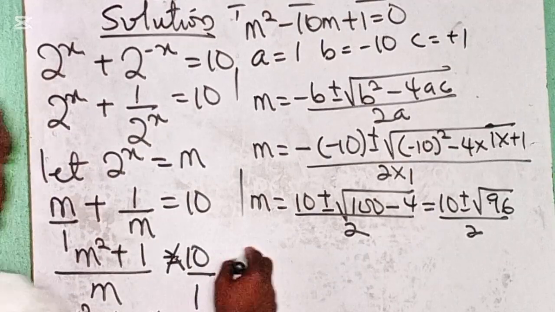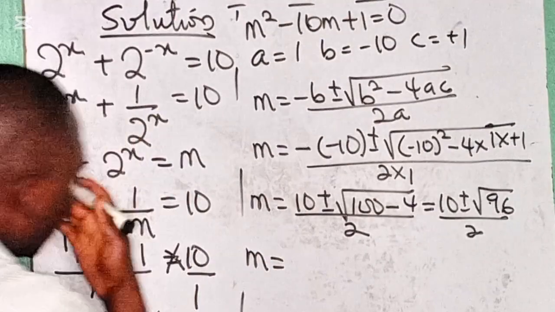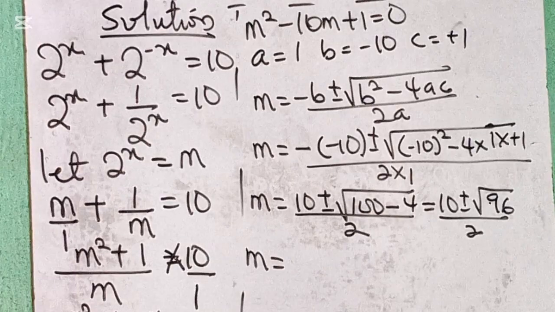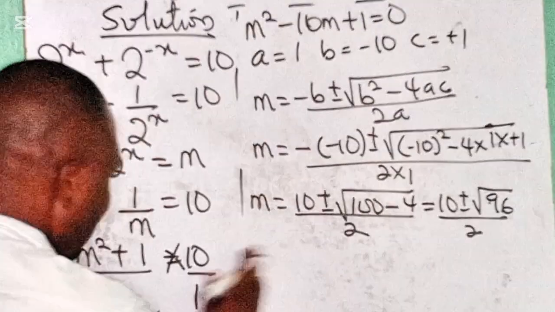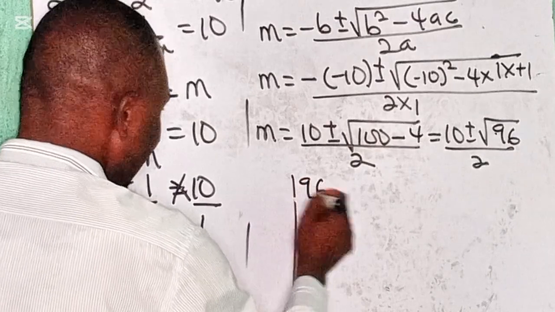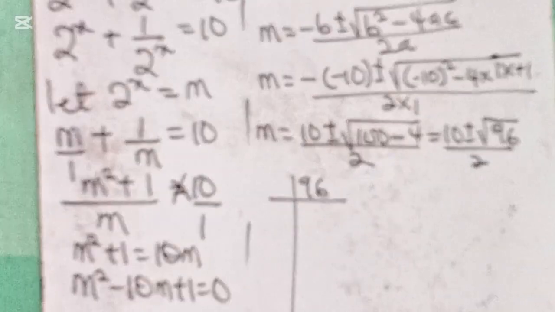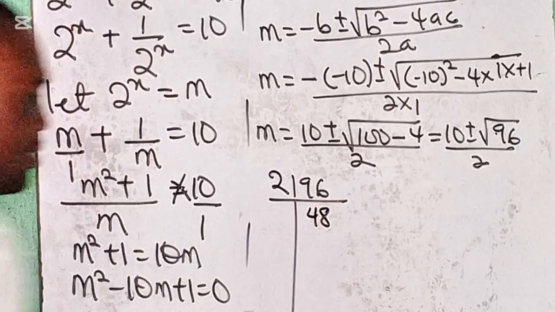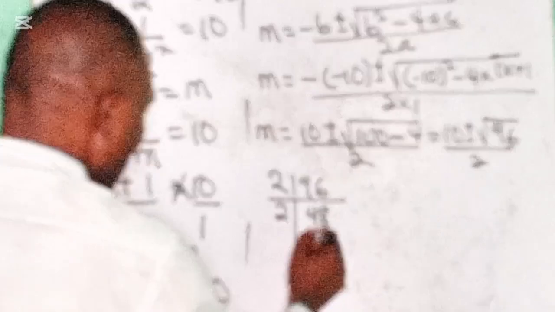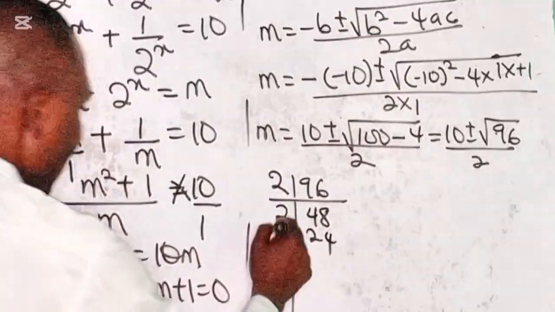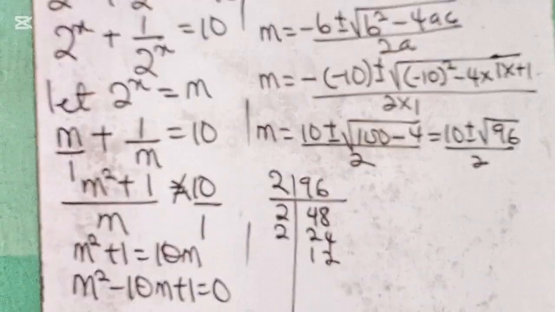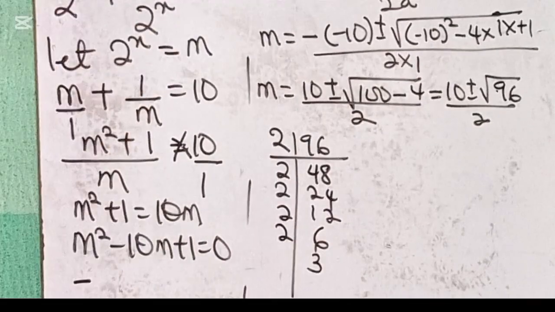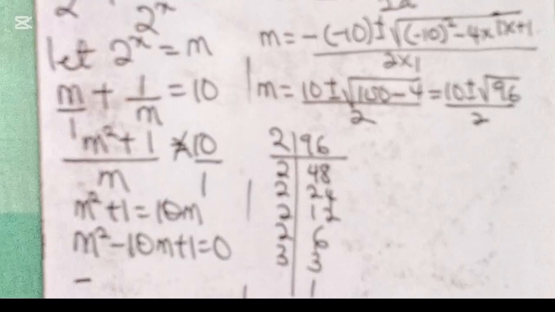All right, now I want us to take note of this. 96 is not a perfect square. So how do we get the square root of 96? Now I want to show us a simple method here. Just write 96, then look for the smallest number that can go into 96, which is 2. So 2 here gives 48. 2 here gives 24. 2 here gives 12. 2 here gives 6. 2 here gives 3. And 3 here gives 1. Is that clear?